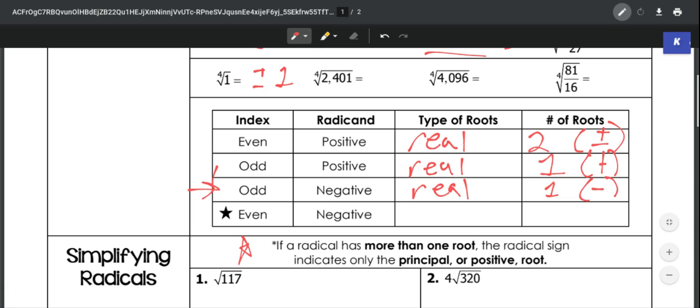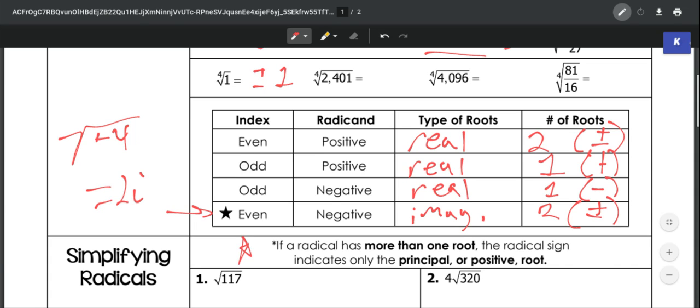And then if you have an even index and it's negative under the radical, so say we had just a negative 4, we know that that answer would be 2i. So we're going to have an imaginary root. And then we would actually have 2 answers, which would be plus or minus. But when we're simplifying these, we're really only worried about the positive version.